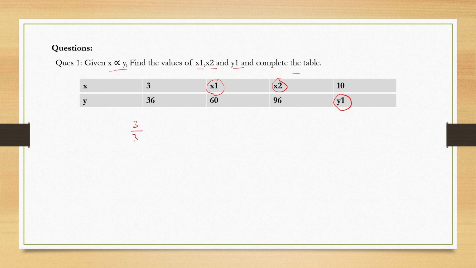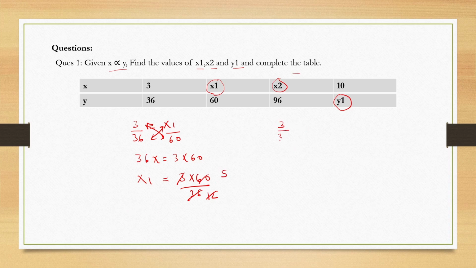3 upon 36 equals x1 upon 60. Now we are doing cross multiplication. 36 x1 equals 3 into 60, or x1 equals 3 into 60 upon 36. We will divide by 12. It's 5. The value is 5. So for the x2 value, again we will take the first values, 3 into 96 upon 36, x2 upon 96.